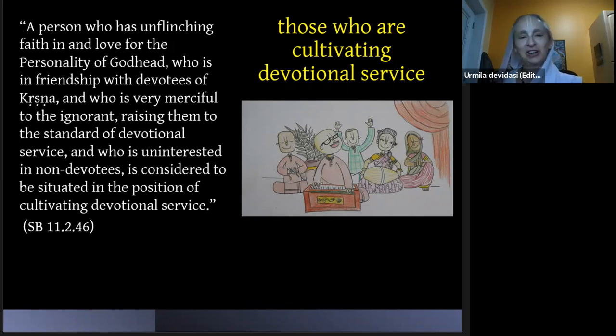There's a definition of Madhyama earlier in the Nectar of Devotion, in terms of qualification to take up vaidhi sadhana, how much faith and knowledge do you have in the Shastra. We can find others. Is your chanting offensive, clearing, or pure? But the most often used definition of the Madhyama devotee is this one from the 11th canto. Someone who has faith and love in God, someone who's in friendship with the devotees, merciful to the ignorant, and uninterested in the non-devotees. So one would have to be at this stage in order to be in this category of ashraya, shelter.